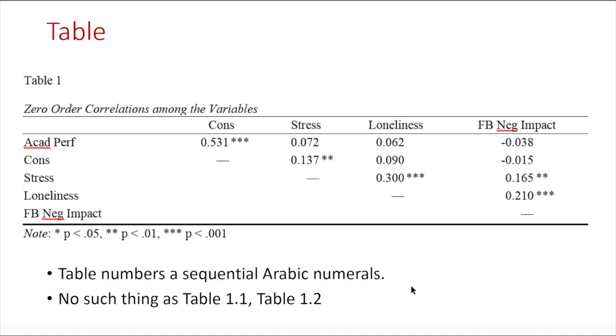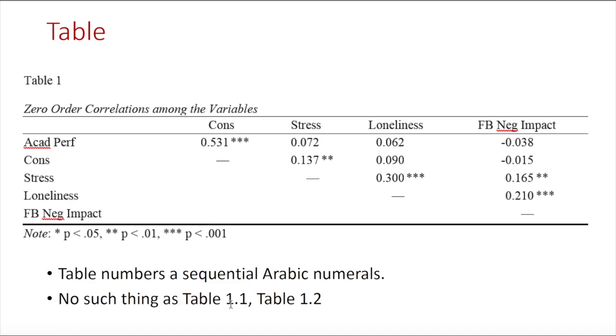This is a zero order correlation matrix. Some things that you need to remember is that Table 1 appears here, and then double space the title of the table. The title of the table is italicized, as you can see, and then capitalize the first letter of the major words. Table 1 is not italicized. Nothing is in boldface.